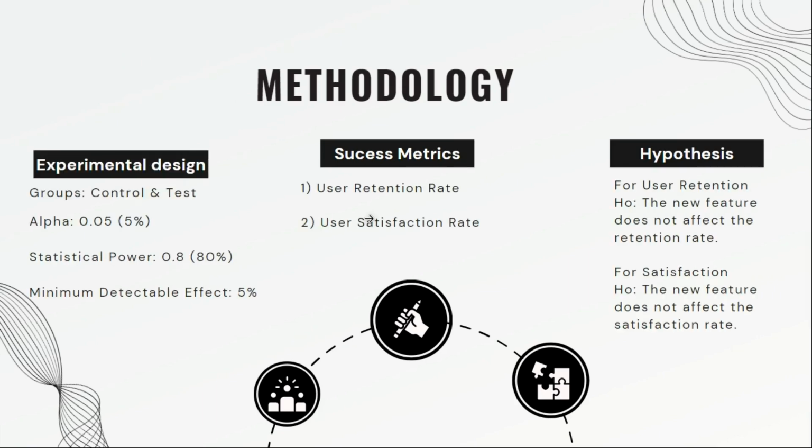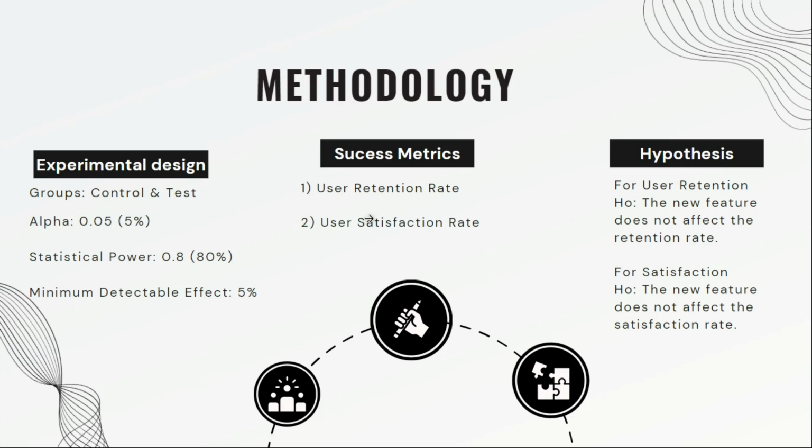Now we'll be moving into the methodology for this analysis, and I've grouped it into three: the experimental design, the success metrics, and the hypothesis. Under the experimental design, the users are grouped into two. It's either they are part of the control group, which did not receive this new feature in their mobile app, or the test group, the group we are using for the beta test, which received this new feature and is making use of it.